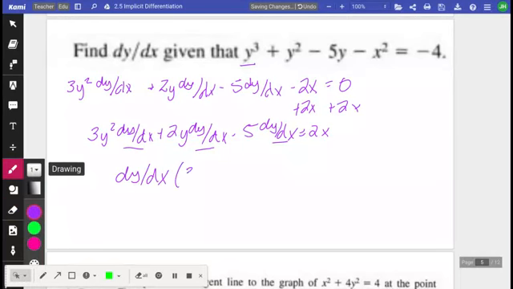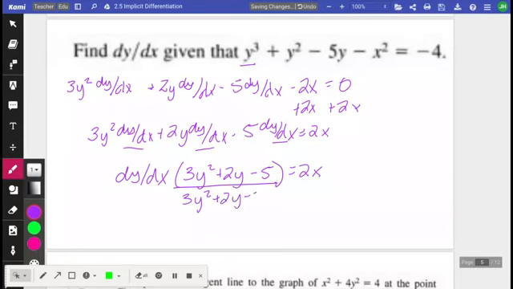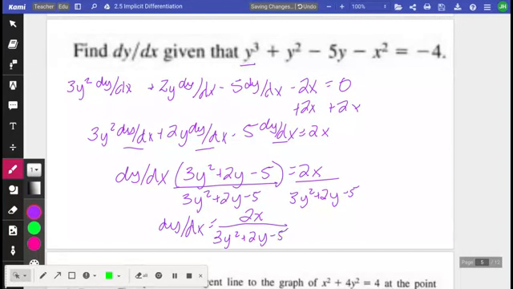And I will have 3y squared plus 2y minus 5 equals 2x. Then I will divide both sides by 3y squared plus 2y minus 5, all over 3y squared plus 2y minus 5. So dy over dx is equal to the quotient 2x divided by 3y squared plus 2y minus 5.